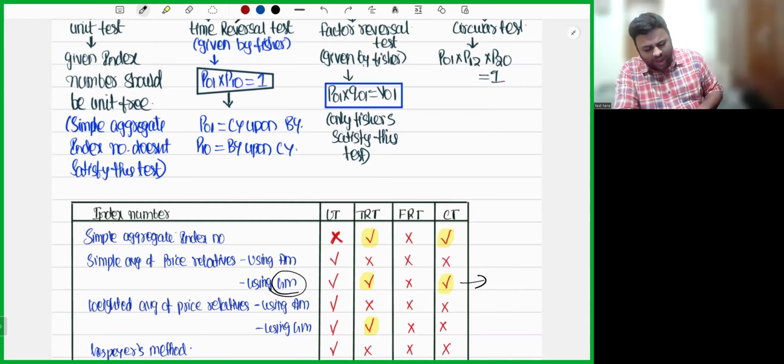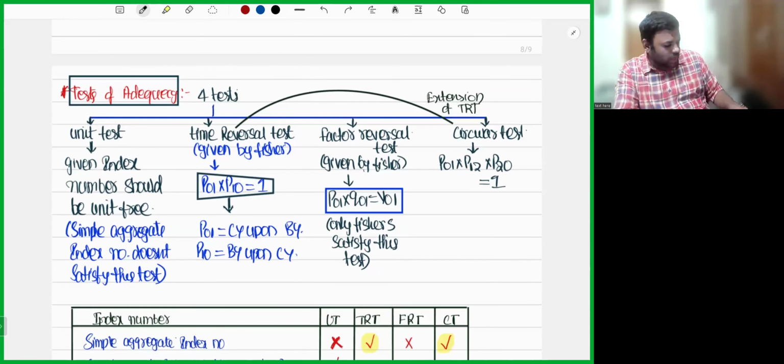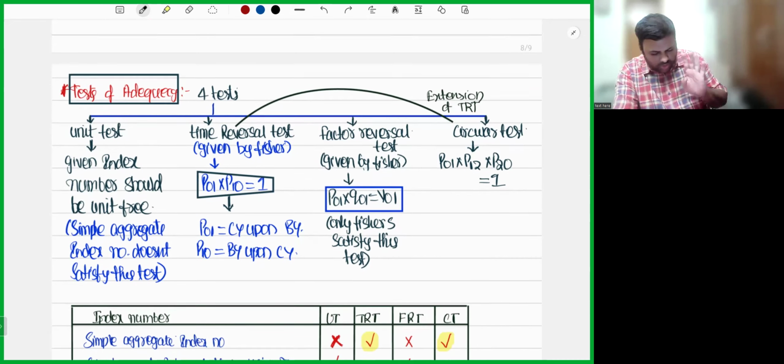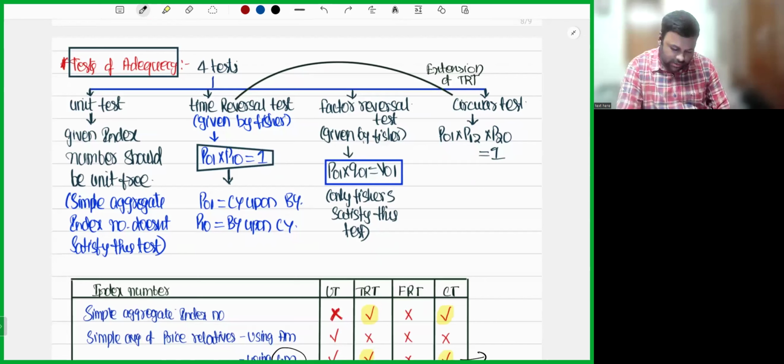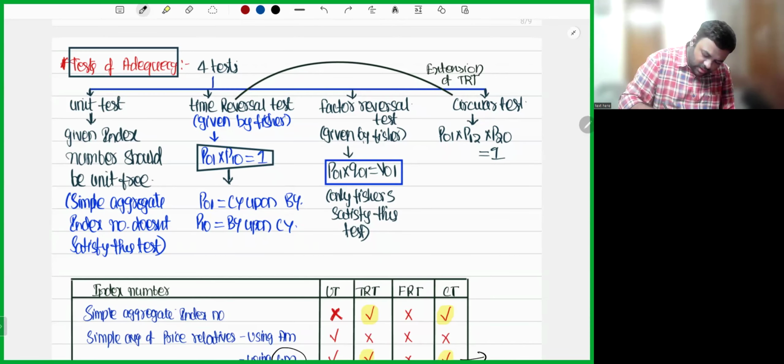Now, what are these tests of adequacy? We have a total of 4 tests of adequacy. They tell you which index number is the best index number. So what are these 4 tests? Unit test, not your unit test, it's a different unit test. Time reversal test, factor reversal test, and circular test. This circular test, my dear friends, is an extension of the time reversal test. Next, the time reversal test and factor reversal test are both given by Fisher.